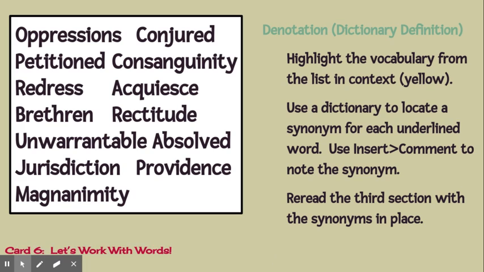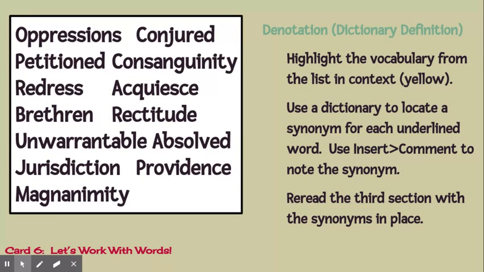So now we're going to do just as we did with Lesson 1 in Section 1 and Lesson 2 in Section 2. We're going to define and put synonyms in place for the terms on the board. Oppressions, petitioned, redress, brethren, unwarrantable, jurisdiction, magnanimity, conjured consanguinity, acquiesce, rectitude, absolved, and providence.